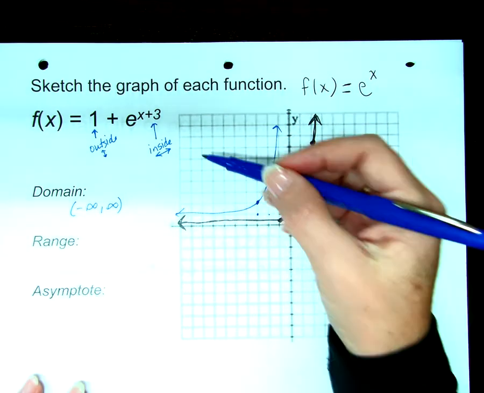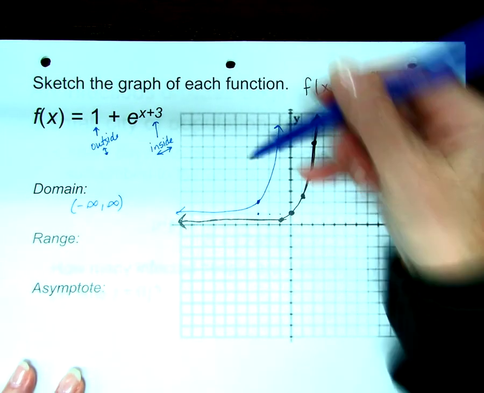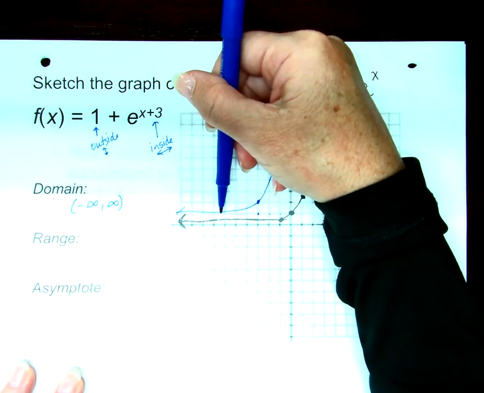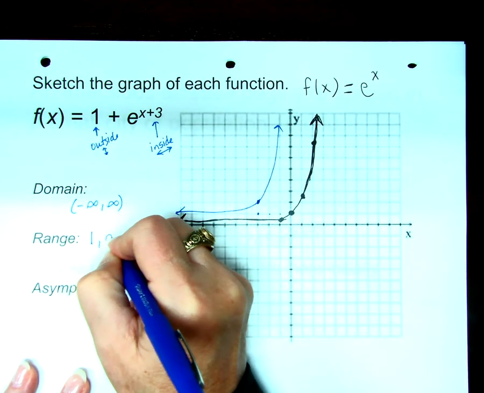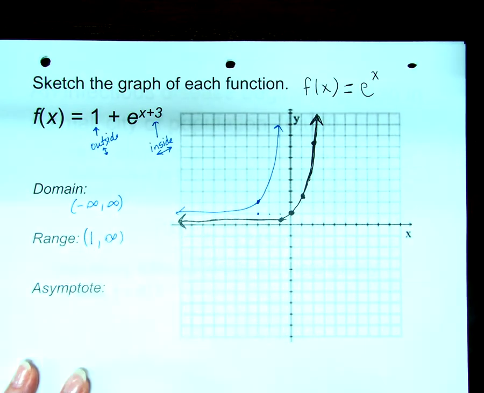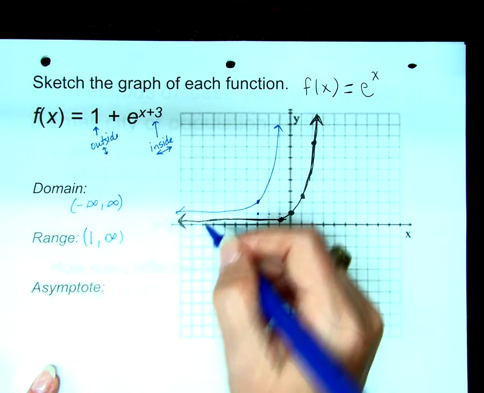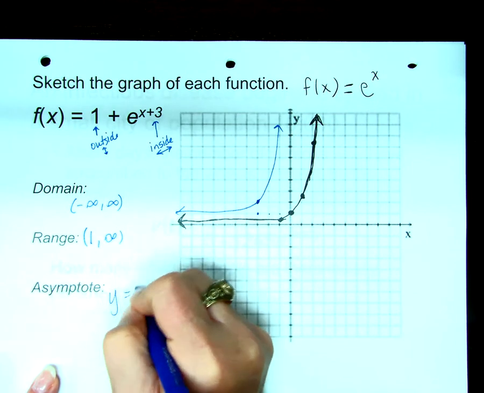As far as my range goes, I know that it's going all the way to 1, but not crossing 1 and not going below 1. So that's going to be 1 to infinity, not including 1, because remember it doesn't quite get there. And my asymptote is going to be right there at y equals 1. Okay?